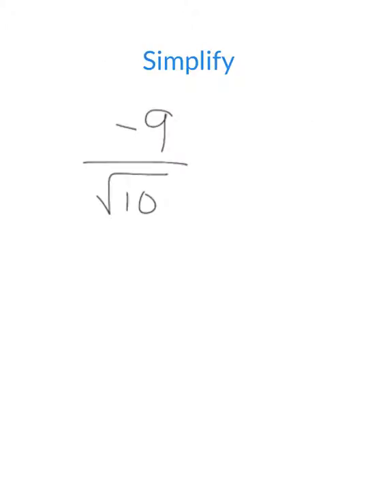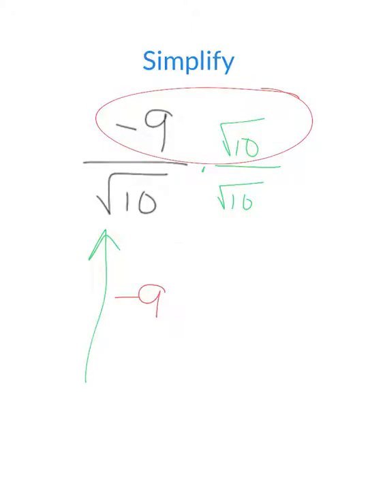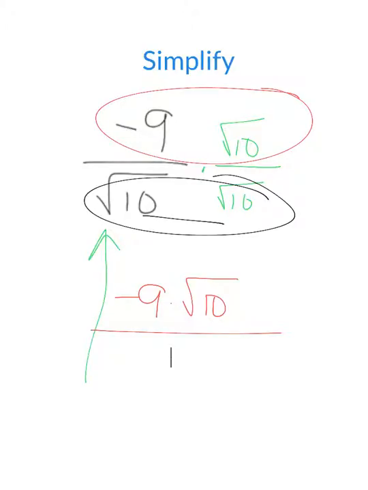On this example, we have just a single root in the denominator. So to get rid of it, I'm going to multiply it by itself on the top and the bottom. So our new numerator, we have negative 9 times the square root of 10, and those cannot be combined in any other manner. And on the bottom, we have the square root of 10 by the square root of 10, which is by definition 10.